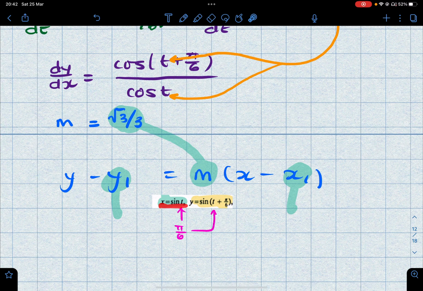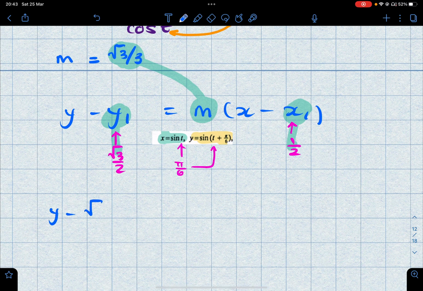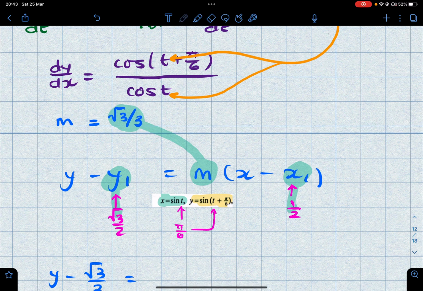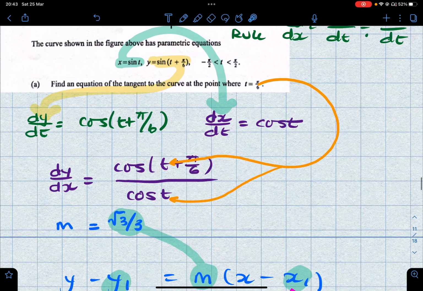So let's do x1 first. It's simply sine pi over 6, so that's going to be half. And then sine of pi over 6 plus pi over 6, so I think that's going to be root 3 over 2. So now you can write the equation like this. y minus root 3 over 2 equals m, which we said is root 3 over 3, times x minus 1 over 2. So we can leave it like that, but it's not very pretty.